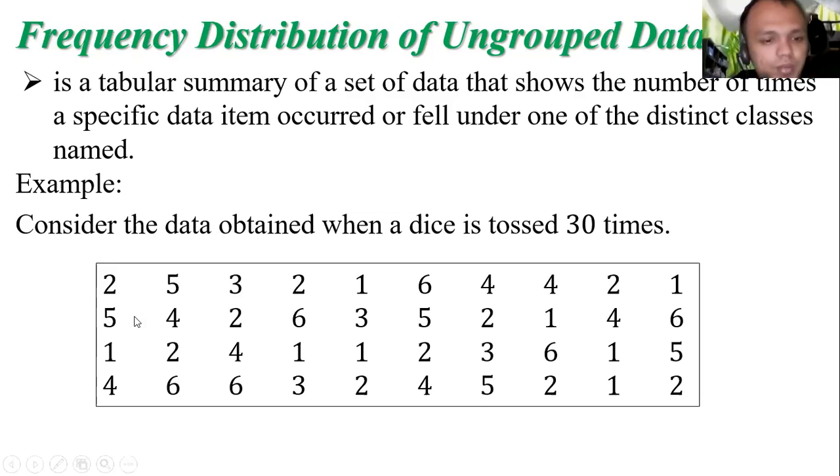We have 2, 5, 3, 2, 1, 6, 4, 4, 2, 1, 5, 4, 2, 6, 3, 5, 2, 1, 4, 6, 1, 2, 4, 1, 1, 2, 3, 6, 1, 5, 4, 6, 6, 3, 2, 4, 5, 2, and 1, 2. So how many is this altogether? 1, 2, 3, 4, 5, 6, 7, 8, 9, 10. 1, 2, 3, 4. So, 40. We're over 30. Right?